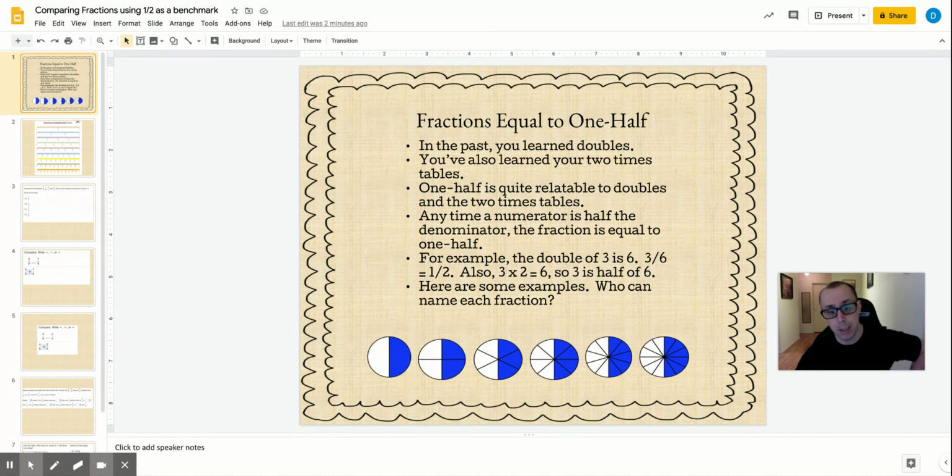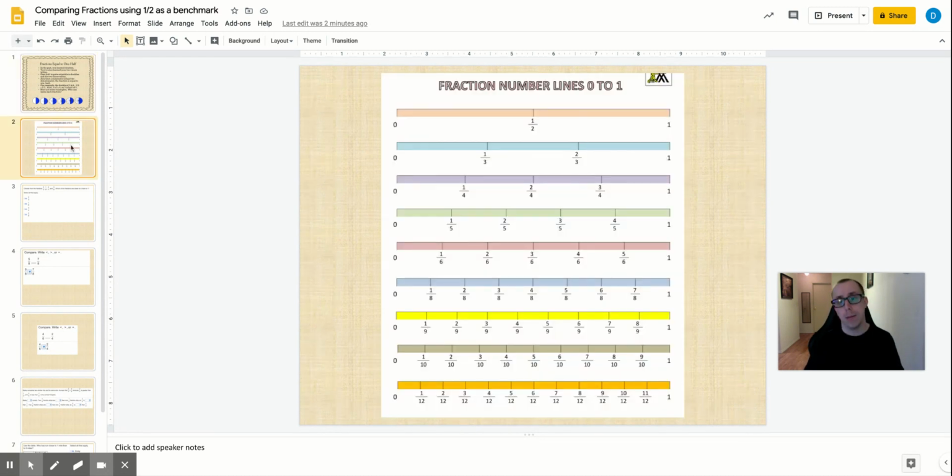Since 3 times 2 is 6, that means 3 is half of 6, and that means that you can identify 3/6 as 1/2. The same for 4/8. 4 times 2 is 8, so 4 is half of 8. 5/10, 6/12. Okay, now we're going to look at these fractions that are equal to 1/2 on a number line.